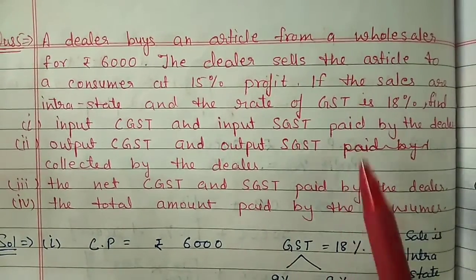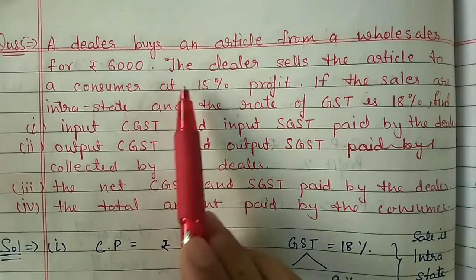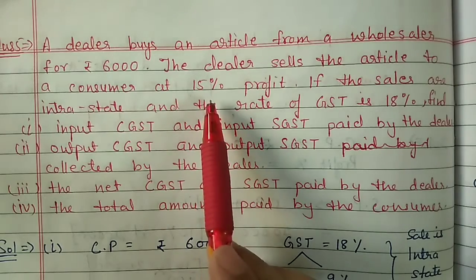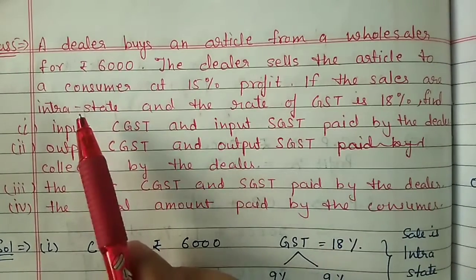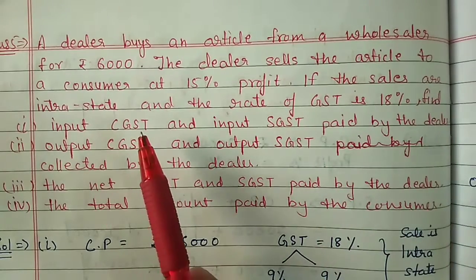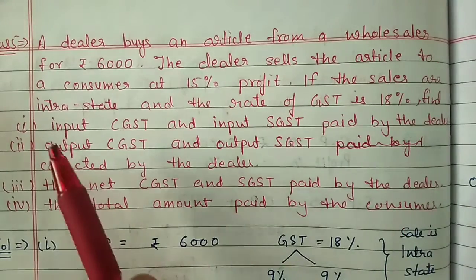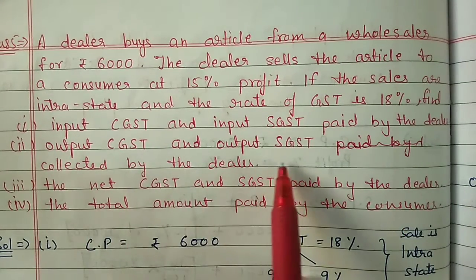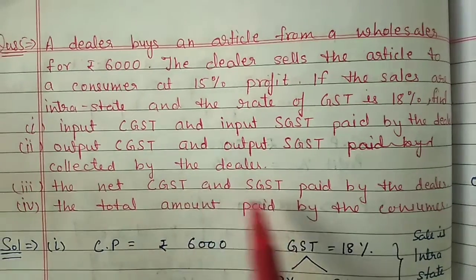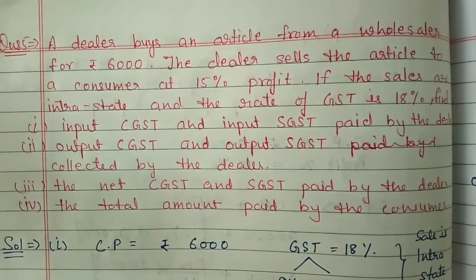Question number 5. A dealer buys an article from a wholesaler for rupees 6,000. The dealer sells the article to a consumer at 15% profit, if the sales are intra-state and the rate of GST is 18%. Find the input CGST and input SGST paid by the dealer, output CGST and output SGST collected by the dealer, and the net CGST, SGST paid by the dealer, and the total amount paid by the consumer.